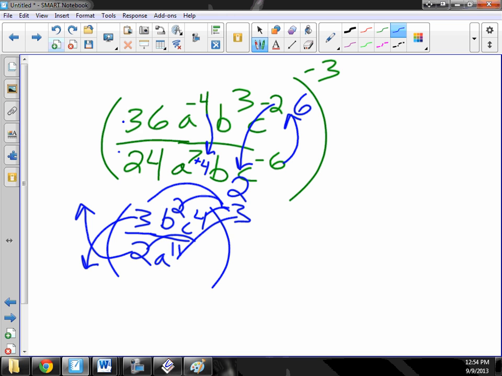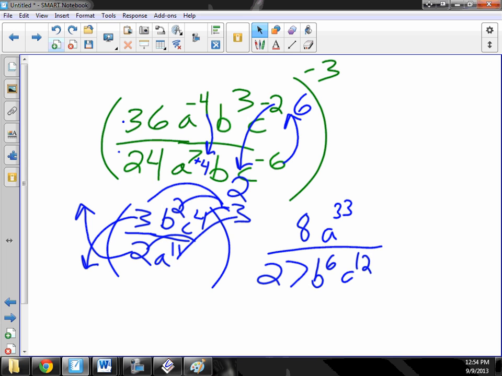So 3 to the third is 27. Where do I want to write that? On the bottom, because everything's going to flip now. So 27, b squared to the third is b to the sixth. C to the fourth to the third is c to the 12th. 2 to the third is 8. A to the 11th to the third is a to the 33rd.